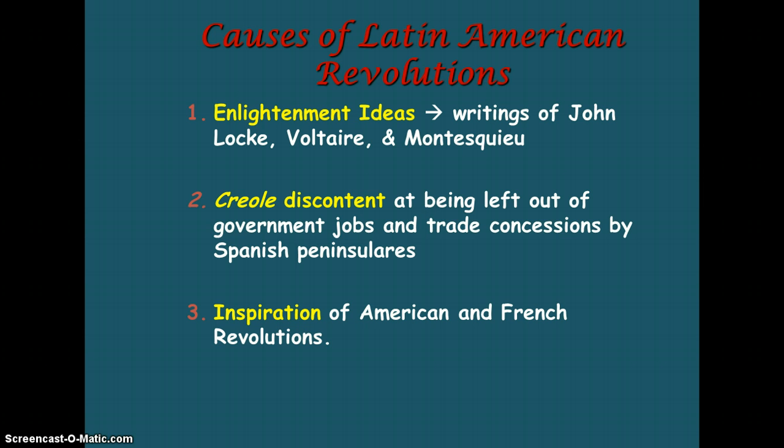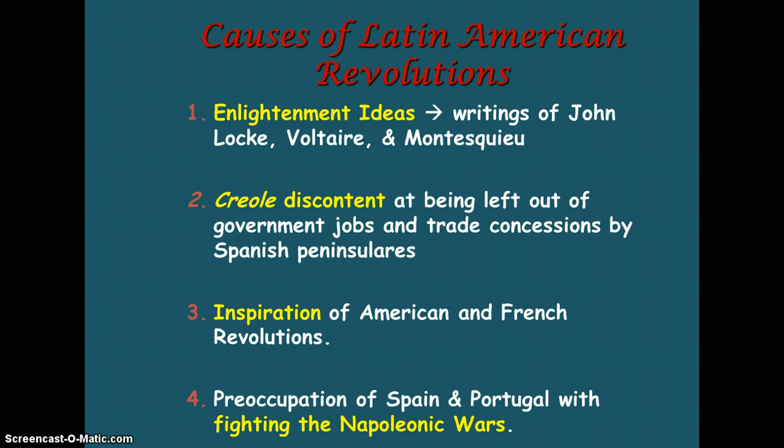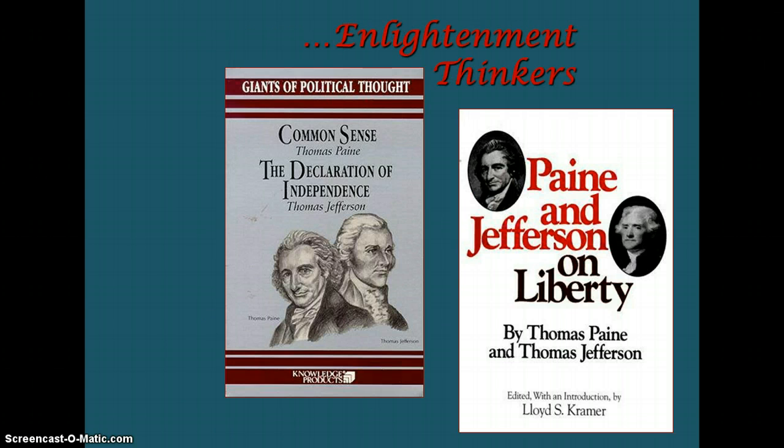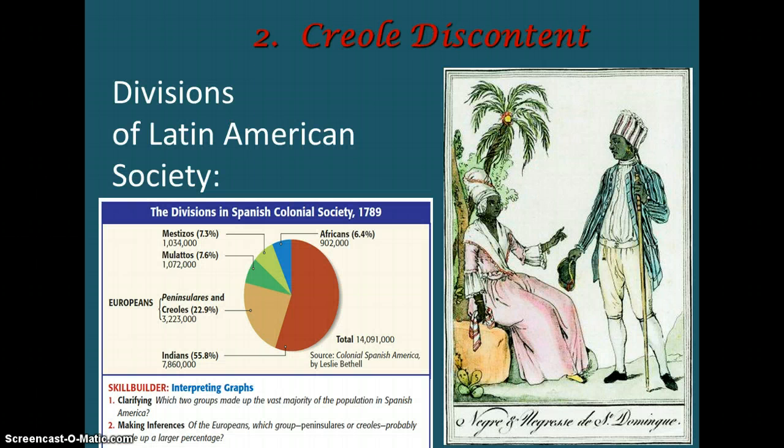They were inspired by the American and French revolutions, and there was this preoccupation that Spain and Portugal had with Napoleon. So if they're busy fighting Napoleon in the Peninsular Wars, they definitely have their eye not necessarily on the Latin American ball. So here's your Enlightenment thinkers.